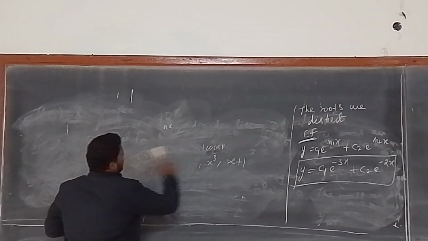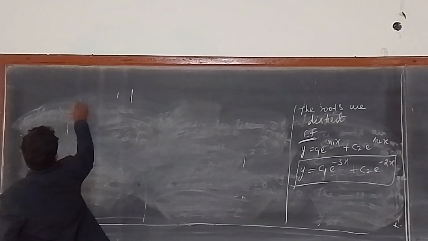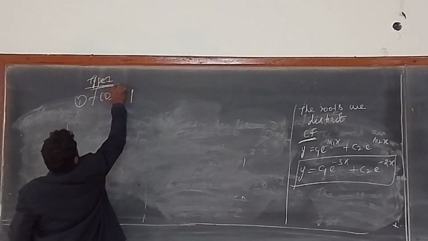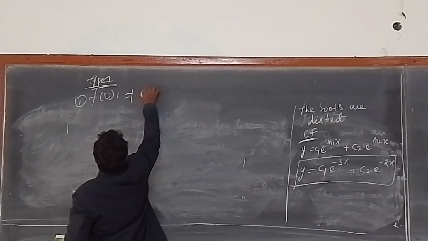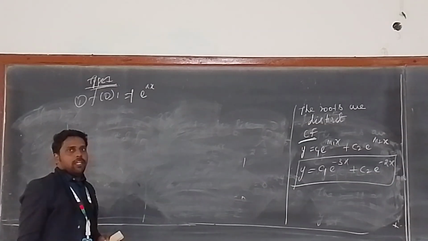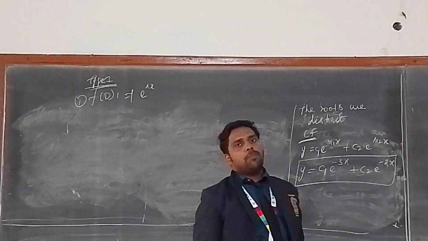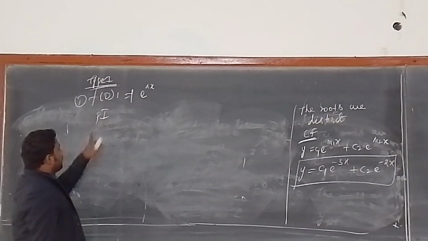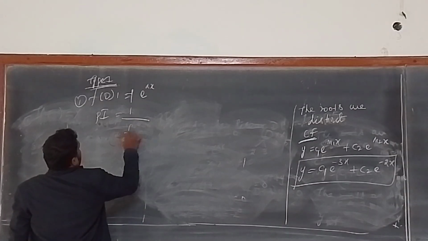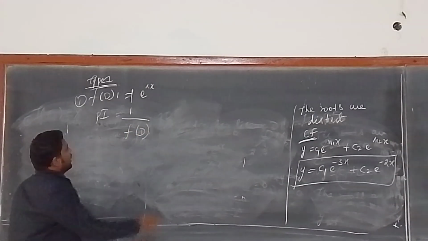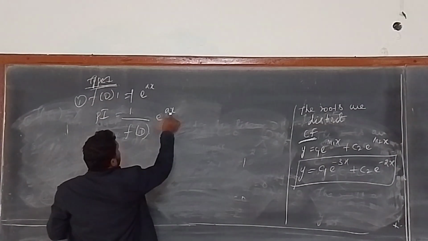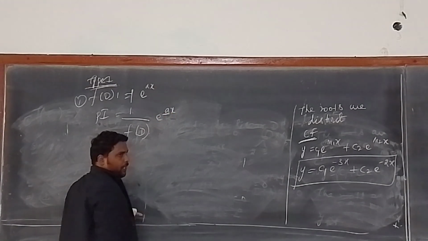Type 1 means the exponential: f(x) is equal to e to the power of ax. That means the function should be an exponential function. How to find the particular integral? The particular integral P.I. is equal to 1 divided by f(D) operating on e to the power of ax. So how to solve it? Here the function is exponential, with the exponent coefficient a.